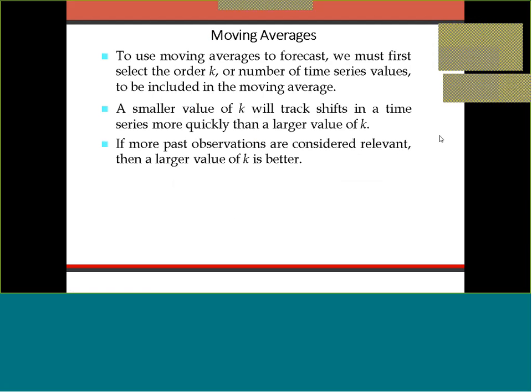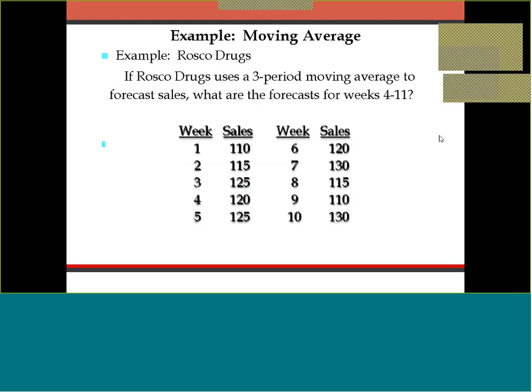A smaller value of k will track shifts in a time series more quickly than a larger value of k. If more past observations are considered relevant, then a larger value of k is better. Like, if you feel that there is an impact of more past data, then you need to increase the value of k. So let us go with a 3-period moving average for the same problem.